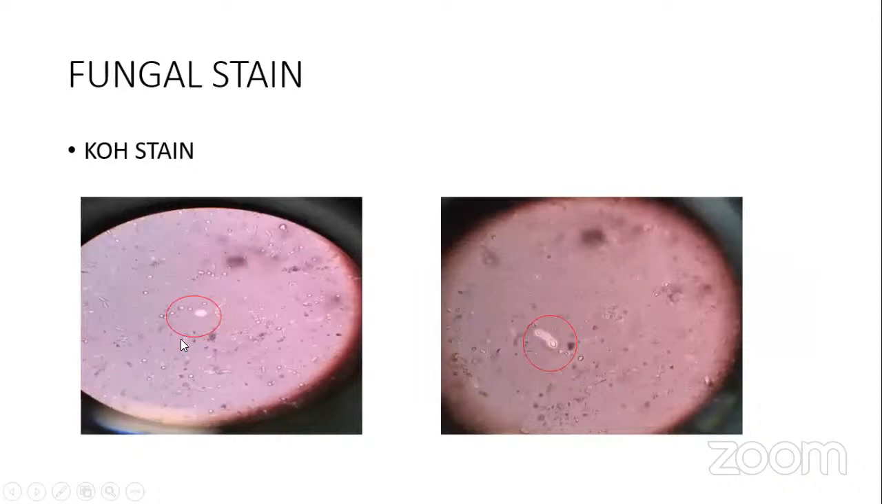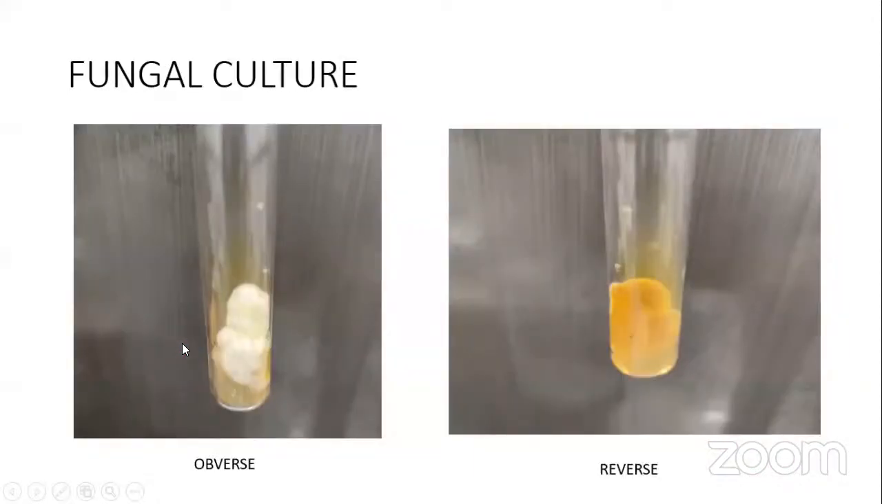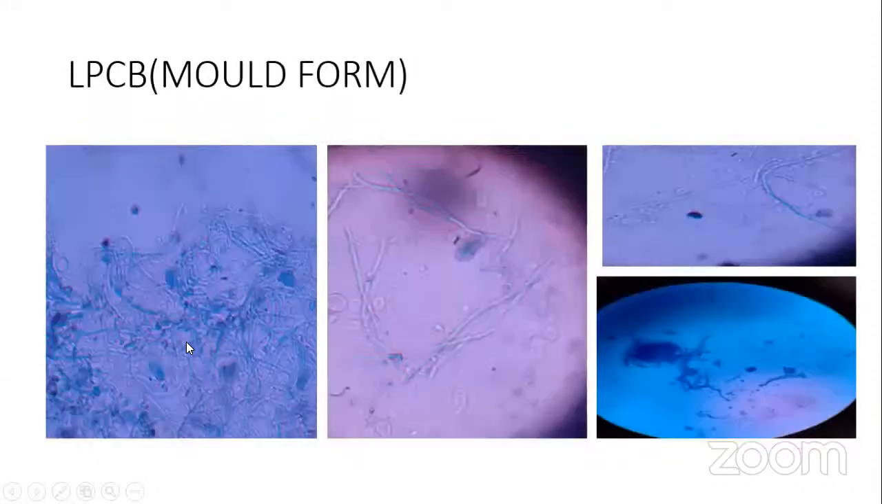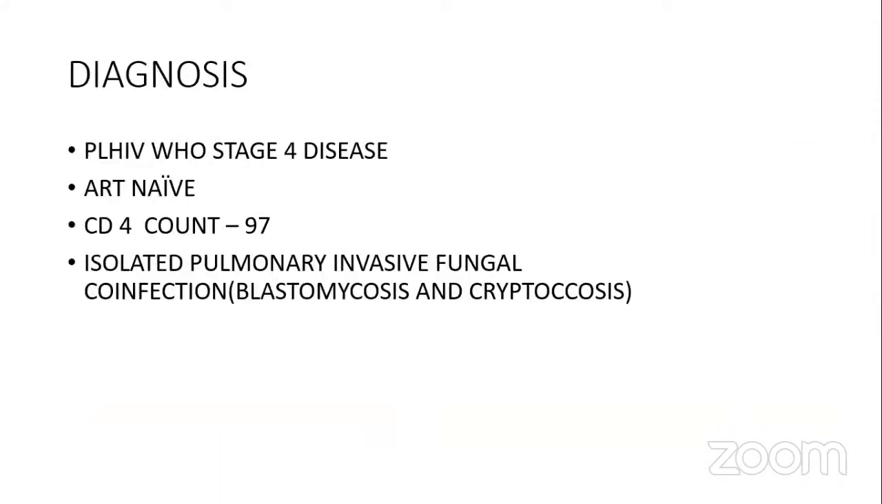So this patient is now having 2 fungal infections, that is invasive pulmonary cryptococcus, as well as pulmonary blastomyces with a high load of blastomyces. The serum CrAg in this patient was negative, as previously mentioned. So we wanted to see if any dissemination is present, as both could cause dissemination. So we sought CECT abdomen and MRI brain. There were no lesions in MRI brain or CECT abdomen. So we proceeded with the diagnosis.